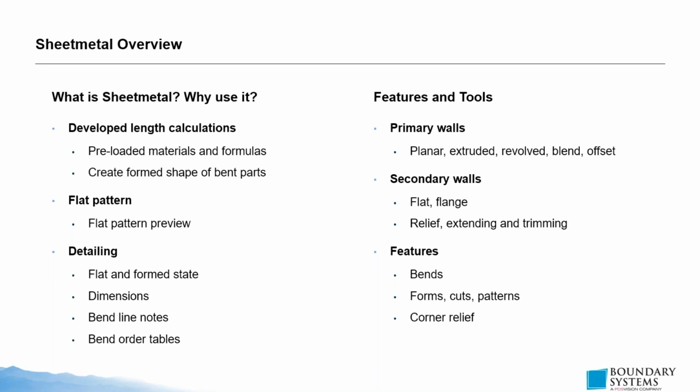Lastly, after you create your primary and secondary walls, you can go ahead and add specific features to your sheet metal parts. So these are going to come in the form of bends, which I believe is pretty self-explanatory, but it allows you to perform a bend on one of your existing walls. You also have forms, cuts, and patterns. So cuts are going to be exactly what they sound like, just like in Creo Parametric normal part modeling. If you create an extruded cut and remove material, that's exactly how that cut feature is going to work in sheet metal as well. Forms are a little bit different.